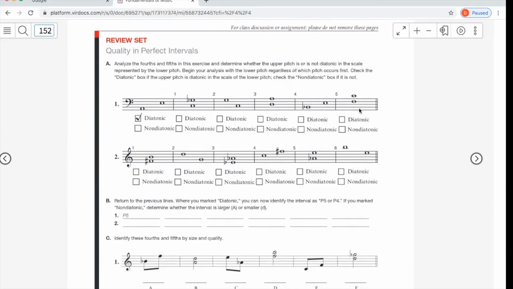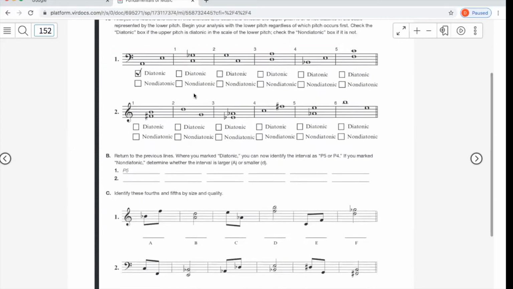F to C, if you go up the F scale, F, G, A, B flat, C, that is diatonic, or you could count the 7 half steps there. These are treble clef, of course. F sharp to B. B is the fourth note of F sharp major. F sharp, G sharp, A sharp, B. And these are 5 half steps apart. That's diatonic. This one's diatonic also. G to D. D is the fifth note of G, following the key signature or counting 7 half steps. E flat to A flat is a diatonic interval, a perfect fourth, because A flat is the fourth note of E flat, and they're 5 half steps apart.